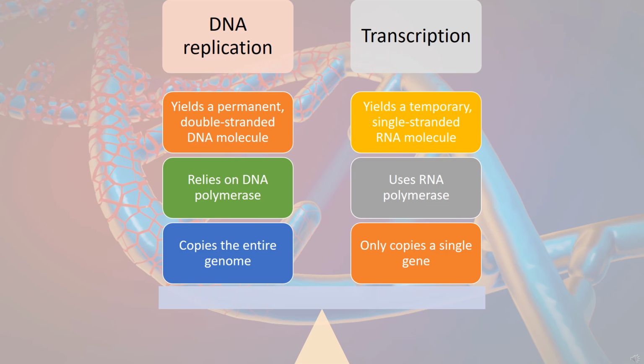Transcription, on the other hand, is highly selective. It only copies a single gene, a tiny fraction of the DNA. It happens continuously throughout the cell's life whenever the cell needs to make a specific protein. Second, the machinery. Replication relies on DNA polymerase to build the new strands, and it requires a primer to get started. Transcription uses RNA polymerase, which can start building completely from scratch without a primer. Finally, the output. Replication yields a permanent, double-stranded DNA molecule utilizing the base thymine. Transcription yields a temporary, single-stranded RNA molecule that replaces thymine with uracil.